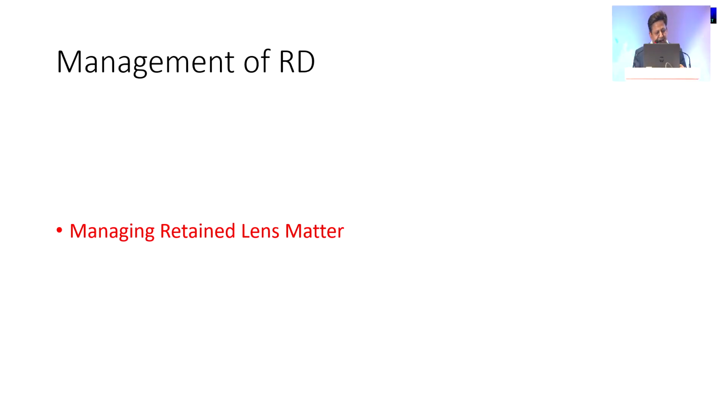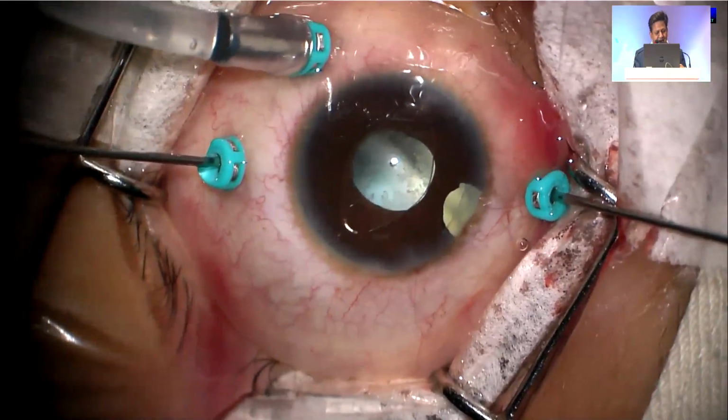Now coming to the management of the retained lens matter. Sometimes you will see that the lens matter is there and there is also retinal detachment. The point here I would like to make is, do you have to complete the vitrectomy before you attempt the removal of the lens in these cases?